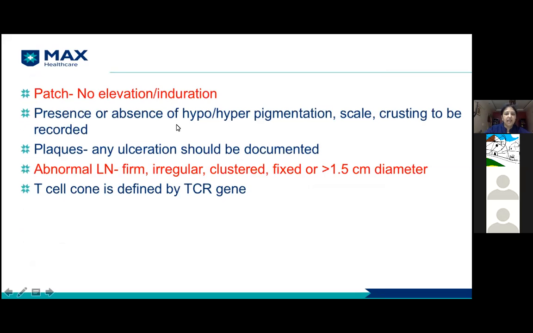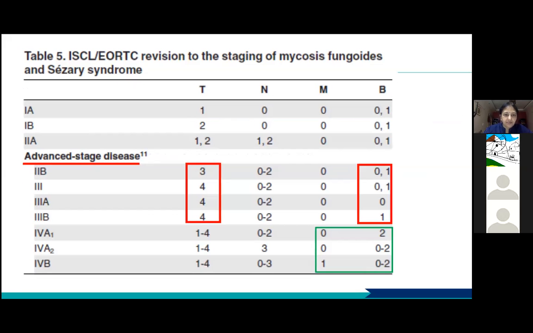But if there is any hypo or hyperpigmentation or scaling or crusting, then you have to clinically document it. If your plaques have any ulceration, ulceration is not a part of TNM staging, but it has to be documented. Abnormal lymph node is defined as a lymph node which is firm, irregular, or a cluster of lymph nodes, or fixed lymph nodes, or more than 1.5 centimeter in diameter. And T cell clonality is defined based on the T cell receptor rearrangement gene.